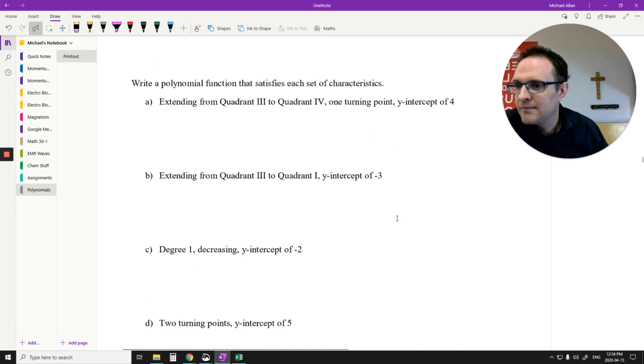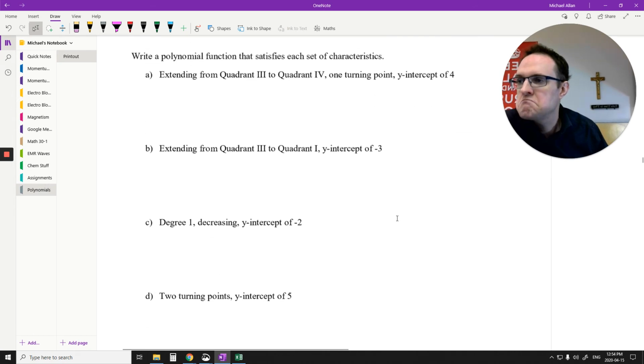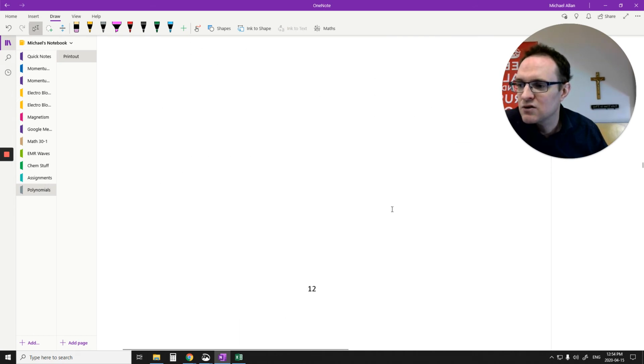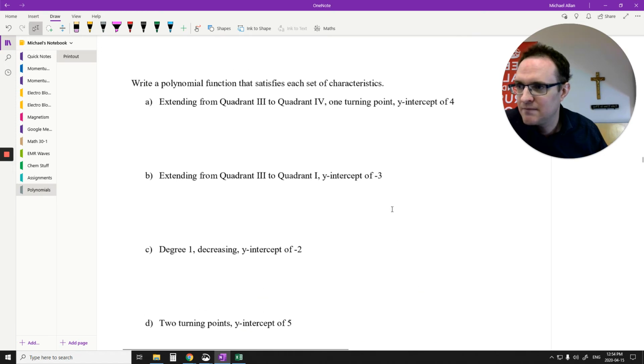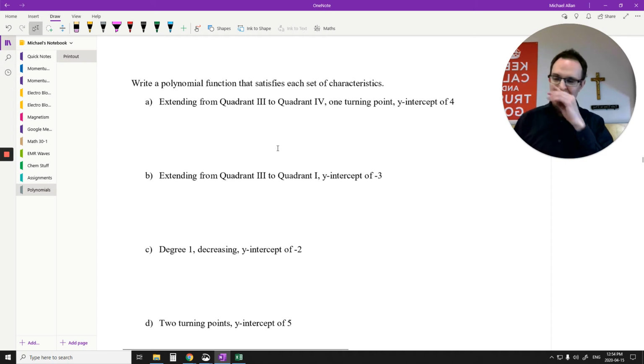Let's go down here. Now this one is asking us to write the polynomials, right? So we're going to write the polynomials. We're going to just make one up. It doesn't really matter, just as long as it follows these general rules. And we're going to test them out at the end here. So I want to extend from 3 to 4.